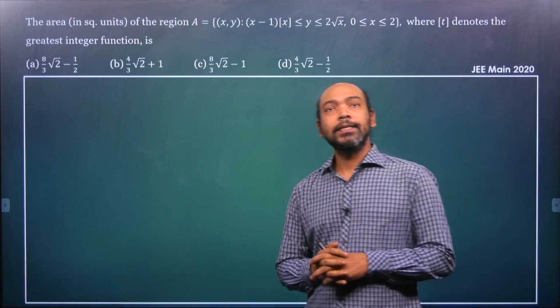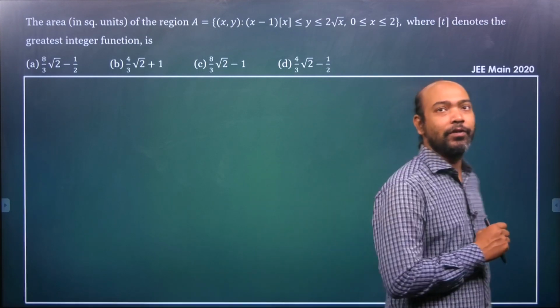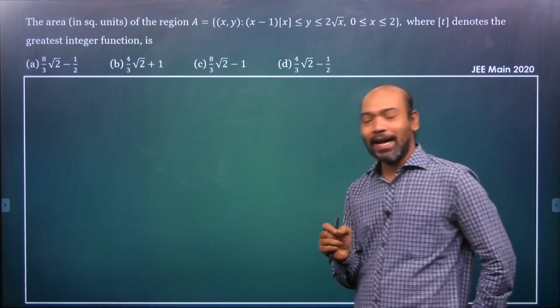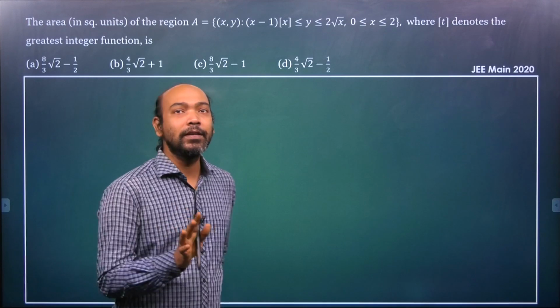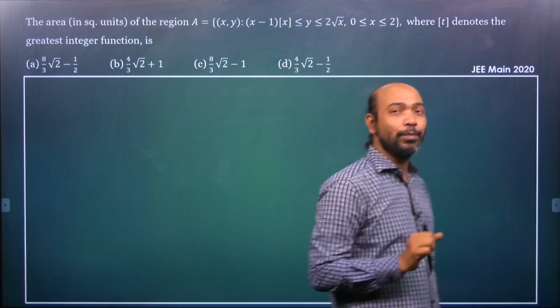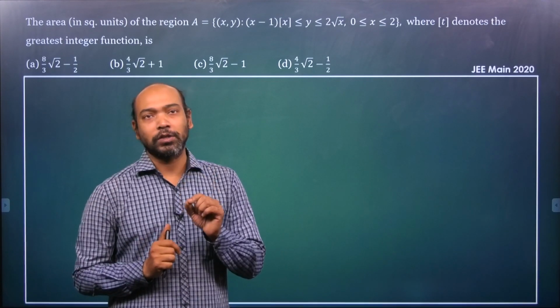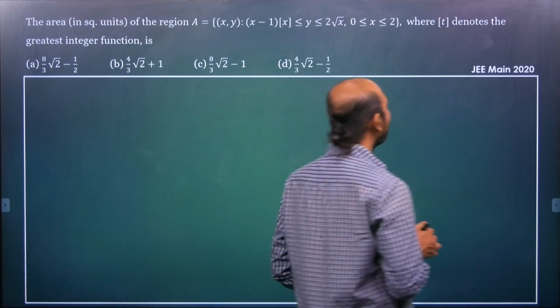Hi all. In this particular problem we need to find the area of the given region. The given region is bounded by the functions x minus 1 and 2 root x. But here there is one small change: we use the box function. So let's write down the region.